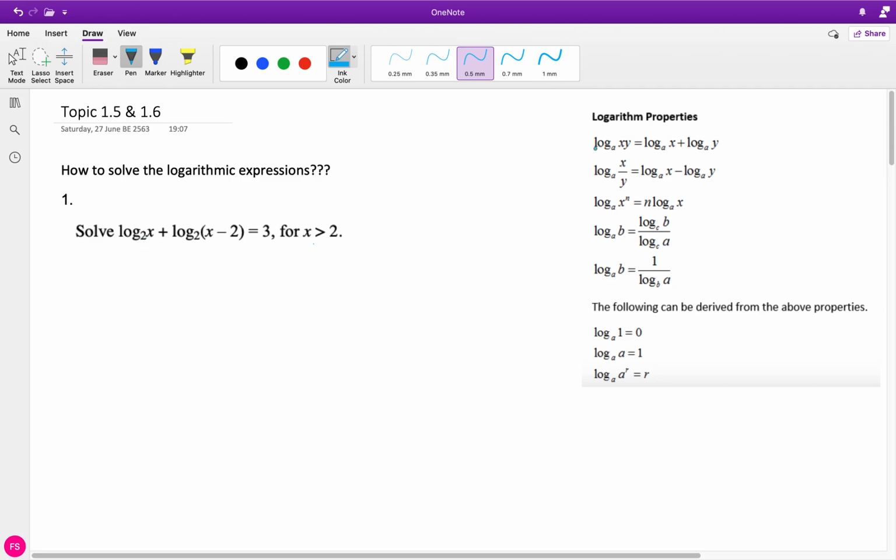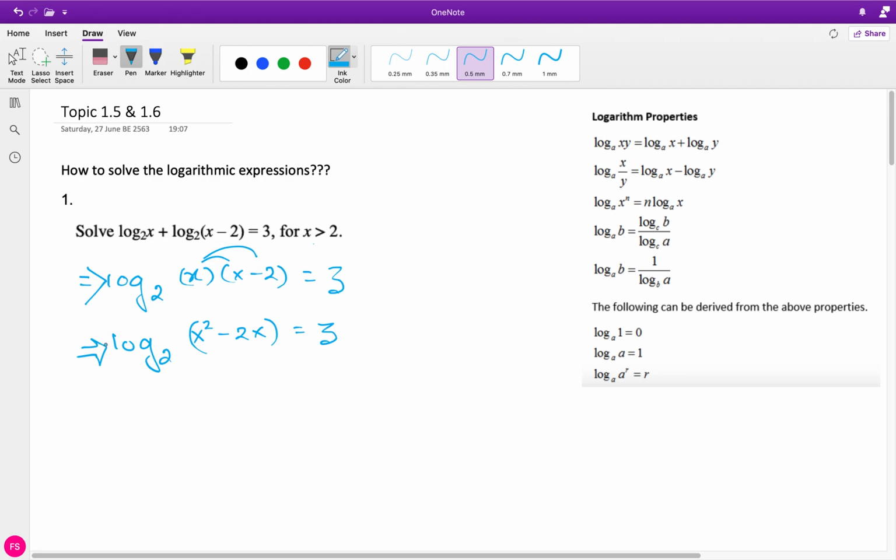Now, according to the first rule, whenever you have two logs with the same base, you can just multiply the terms. So this equals log of, the base is going to be the same, then I'm just going to multiply the expressions. This will give me x times x minus 2 equals 3. Log of 2, then you can open this bracket and you will have x squared minus 2x, closing the bracket, equals 3.